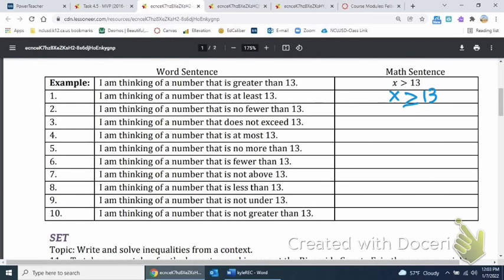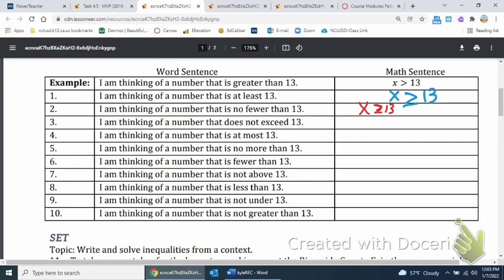Okay, so let's go to the next one now, number 2. I'm thinking of a number that is no fewer than 13. So if it can't be fewer, yeah, it's weird the way they say it, right? It makes you want to say less than, but if it can't be fewer, it's basically asking the same thing. The number has to be at least 13, 13 or above. So these two are actually going to be the same answer. That's why it kind of gets confusing, so we're not going to do all of them.